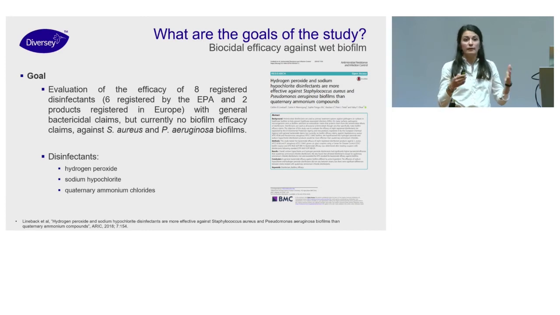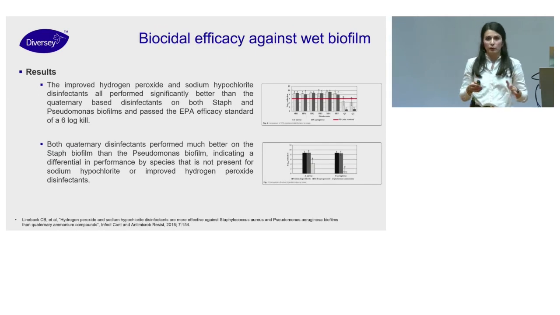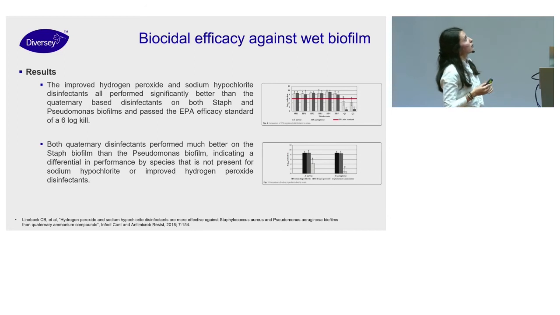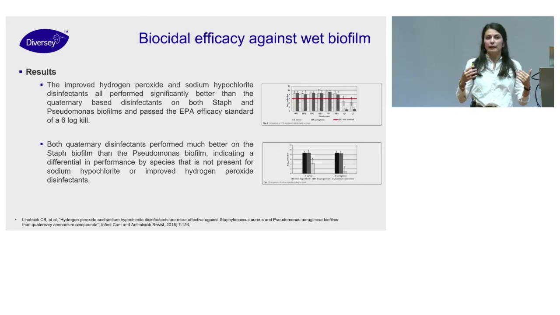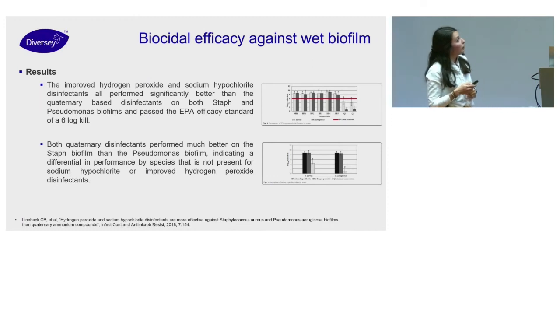The goal was to evaluate the efficacy of 8 types of disinfectants against Staphylococcus and Pseudomonas biofilm based on different actives: hydrogen peroxide, sodium hypochlorite, and quaternary ammoniums. The result is that the improved hydrogen peroxide, so the HP, as well as the sodium hypochlorite disinfectant, performed significantly better than the quaternary-based disinfectant on both Staphylococcus and Pseudomonas, and passed the EPA efficacy standard of 6 log reduction. You have more details here, and the reference to the study, so I really invite you to have a look.